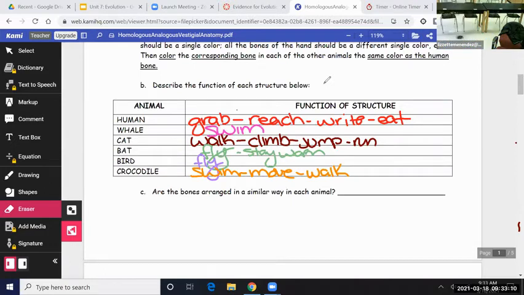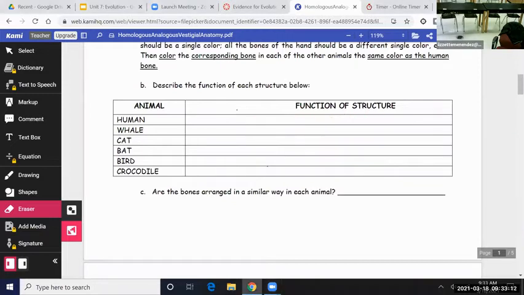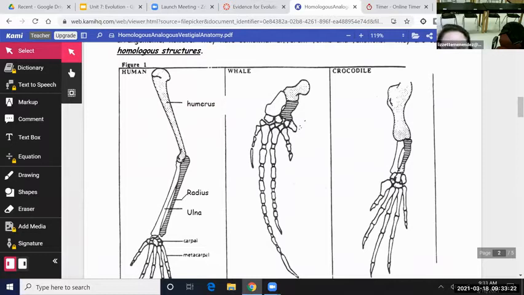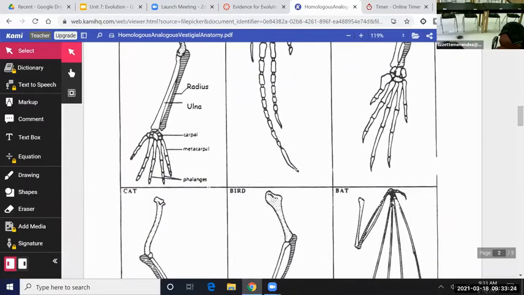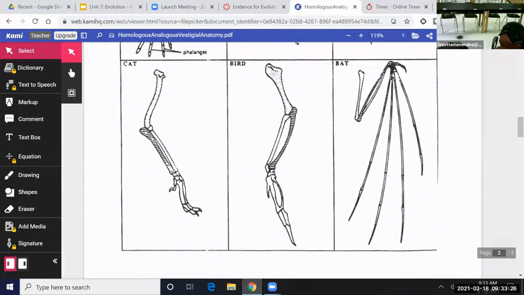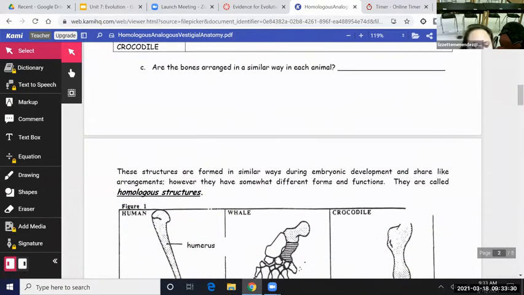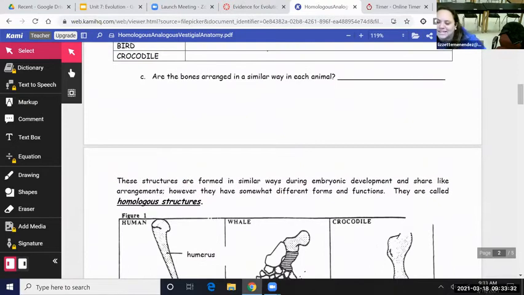So when we're looking at this second page and we see all of these, are you going to move for me or what? My bad. Okay. So we're looking at these structures. We're looking at the bones. You painted or colored all of the humeruses, all of the radiuses, all of the ulnas. So for C, it asks us, are the bones arranged in a similar way in each animal? What do y'all think? Are they arranged in a similar way or not?